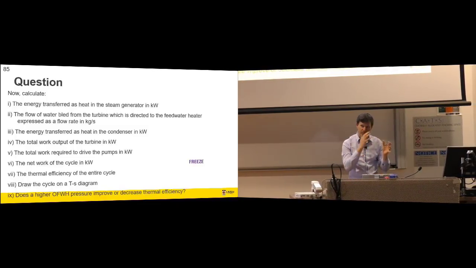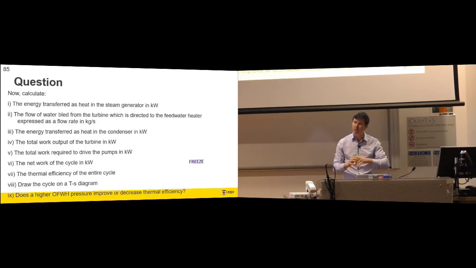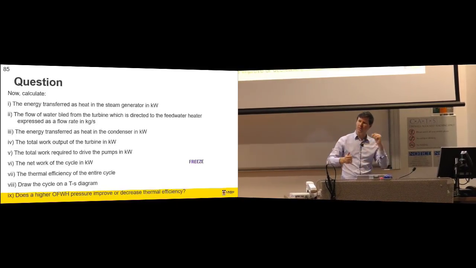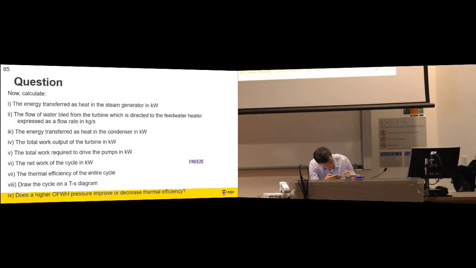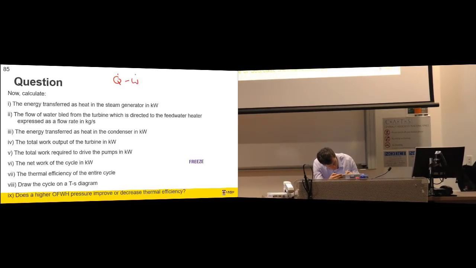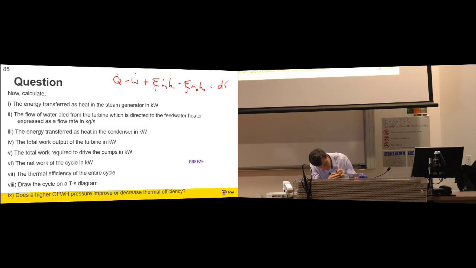So what we want is the first law. It's our first law of thermodynamics, which is heat minus work plus flow in minus flow out equals change in energy of the system. All right. So let's write that up. Heat minus work plus the summation over I of mass in times H in, minus the summation over J of mass out times H out, equals the change in energy in the system, dE over dt.